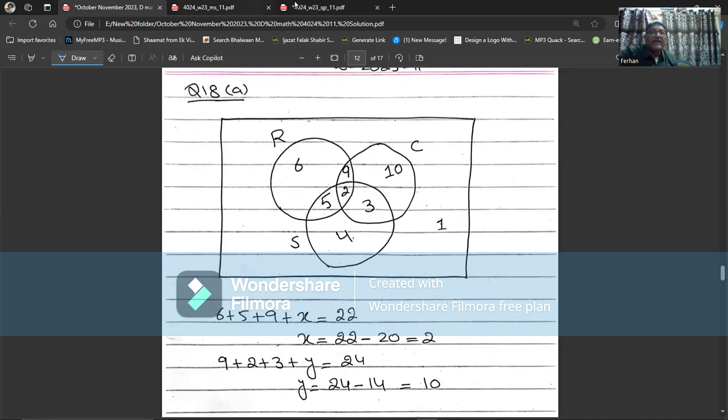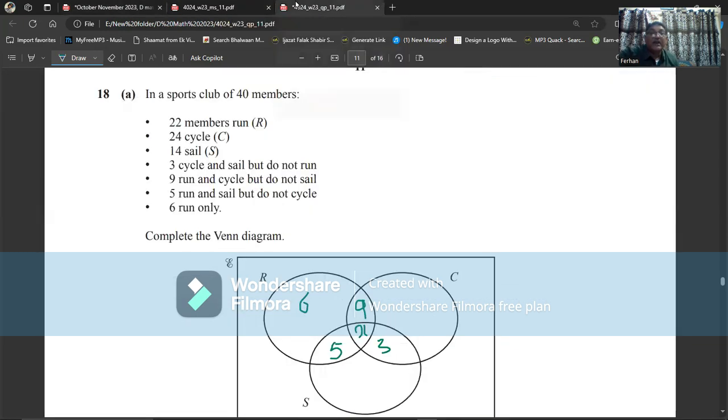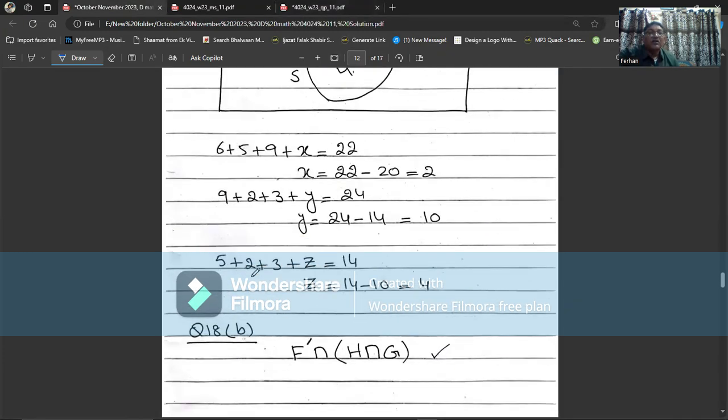Okay, then I hope you understand. I got here this x value is basically 2. Now, this value suppose is y. So 9 plus 2 plus 3 plus y will be equal to 24. So you will have 9 plus 2 plus 3 plus y equals 24.